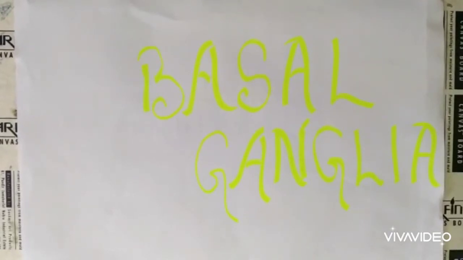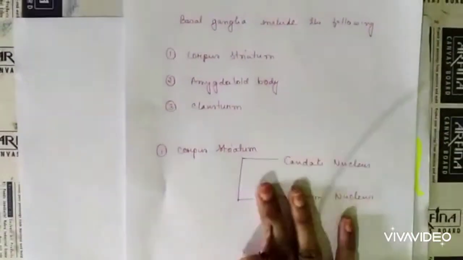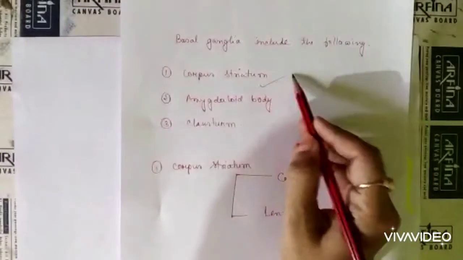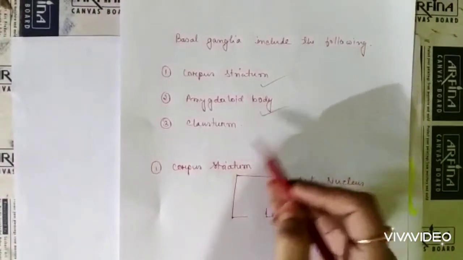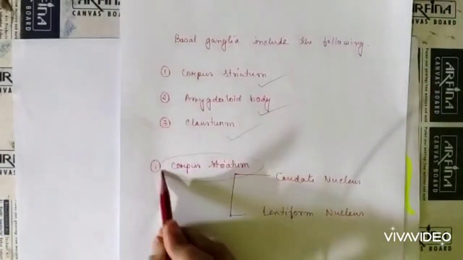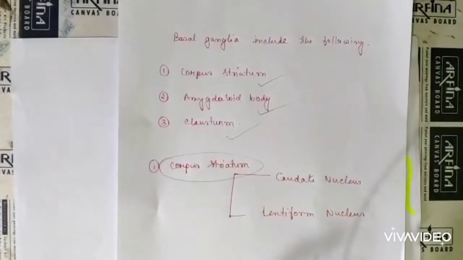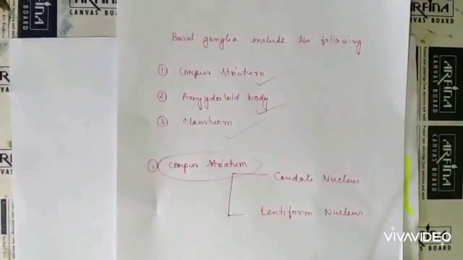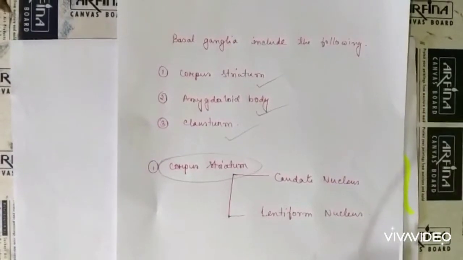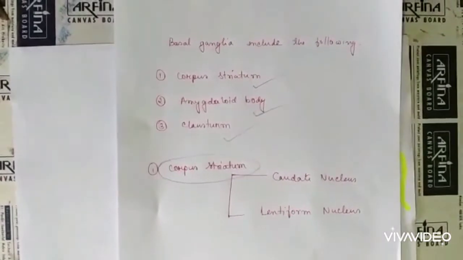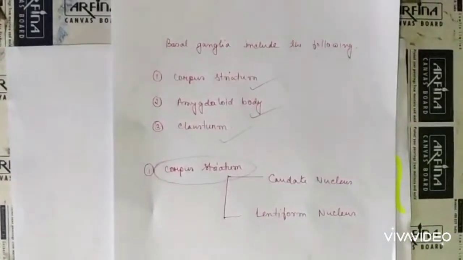The basal ganglia include the following parts: first the corpus striatum, then the amygdaloid body, then the claustrum. First, the corpus striatum. It is partially divided into two parts: one is the caudate nucleus and the other is the lentiform nucleus.